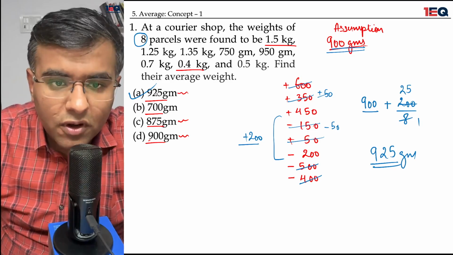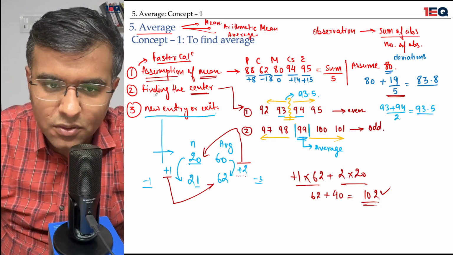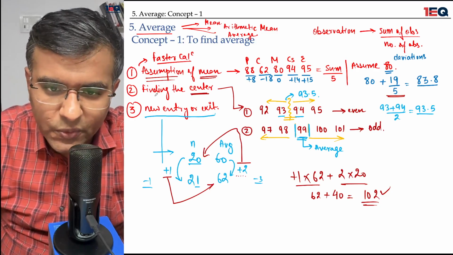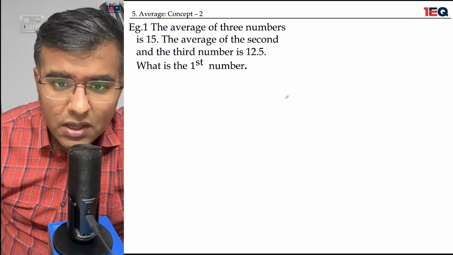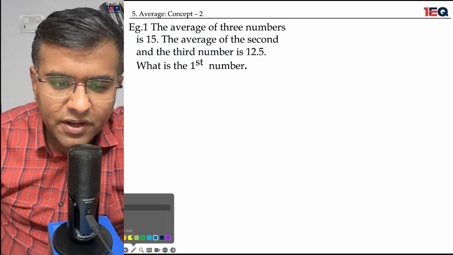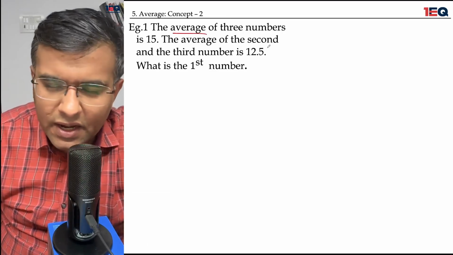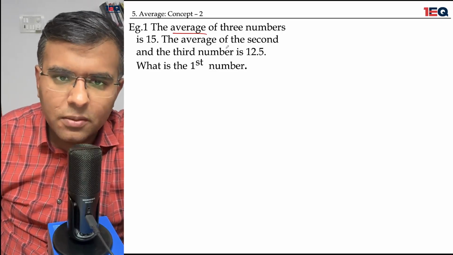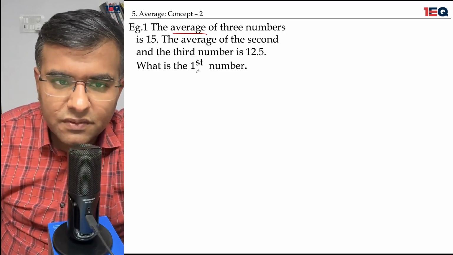Now, I've already talked about the concept of finding the missing assumption, or the new entry or new exit. So let me see if I can apply that over here. This is more of a simple unitary method based question, so that assumption thing would not help here, and even the new entry new exit will not help here. Why? Just see it.